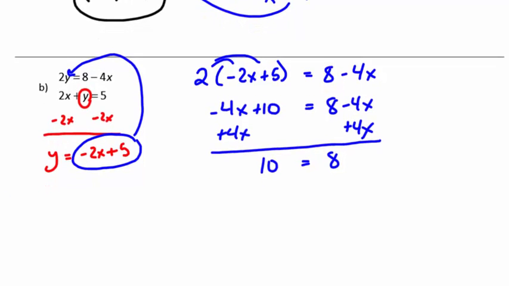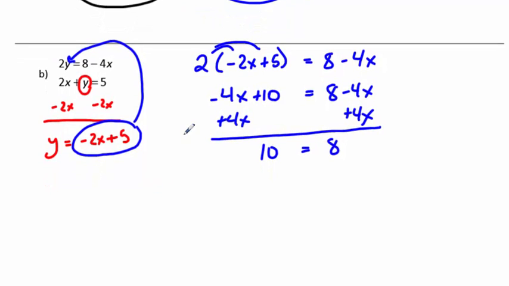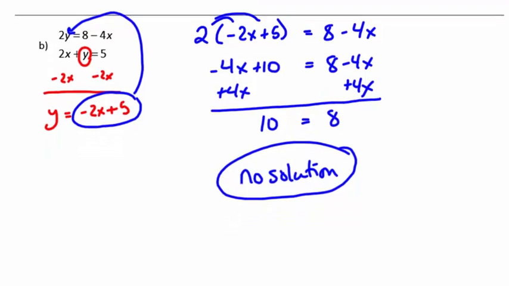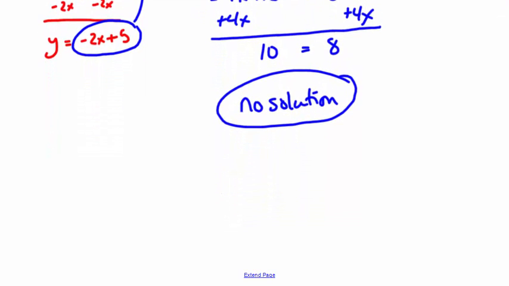So we've seen this happen before. When you get a statement like 10 equals 8 and there are no x's anywhere to solve for, this is going to mean the no solution case. So what really happened here? No solution happens if these two lines happen to be parallel lines. So that's what's going on here. No solution.